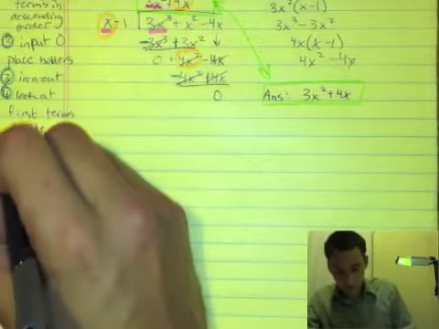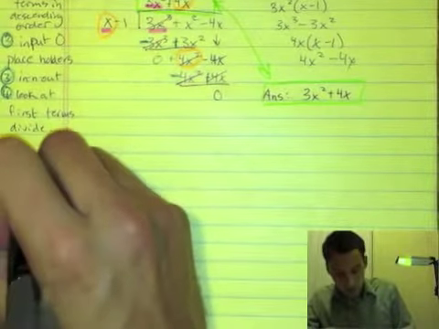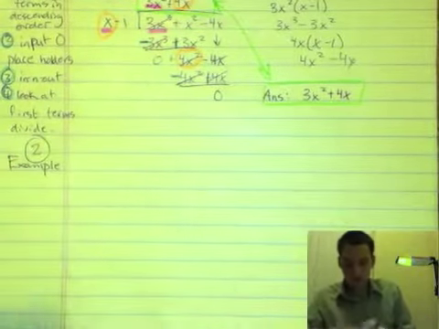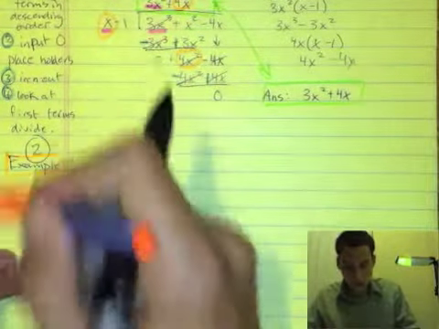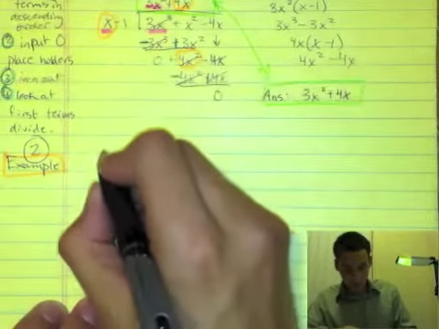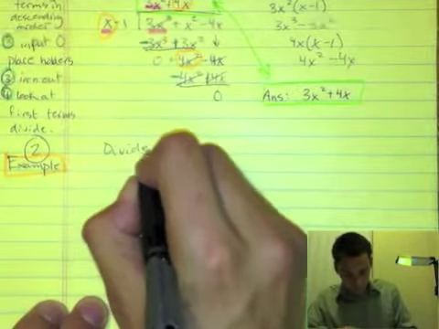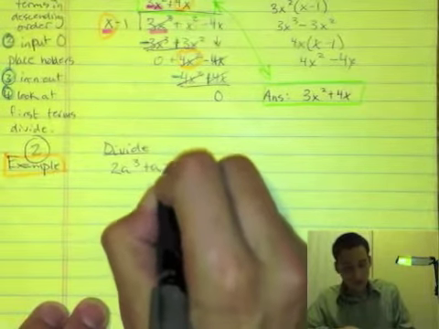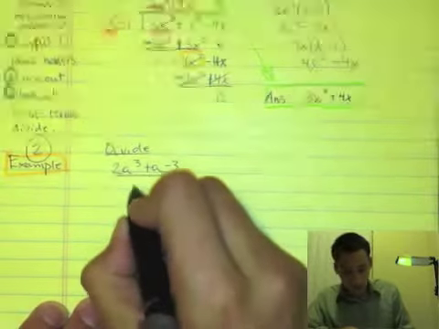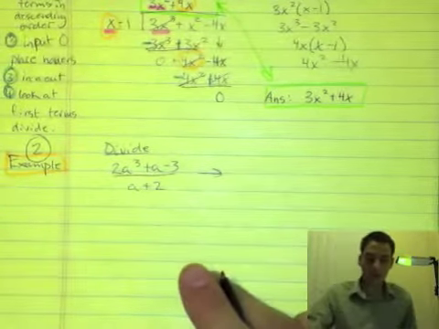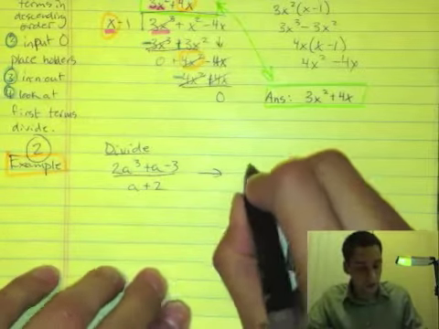Next example is this. Example 2. Same instructions, divide. And what I want you to divide is 2a cubed plus a minus 3 all over a plus 2. Ooh, in this one we'll have to use step 2, and I'll explain what that means.